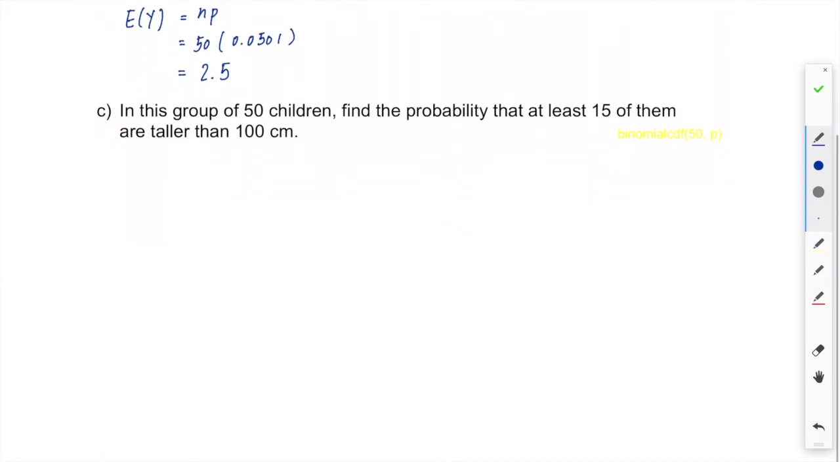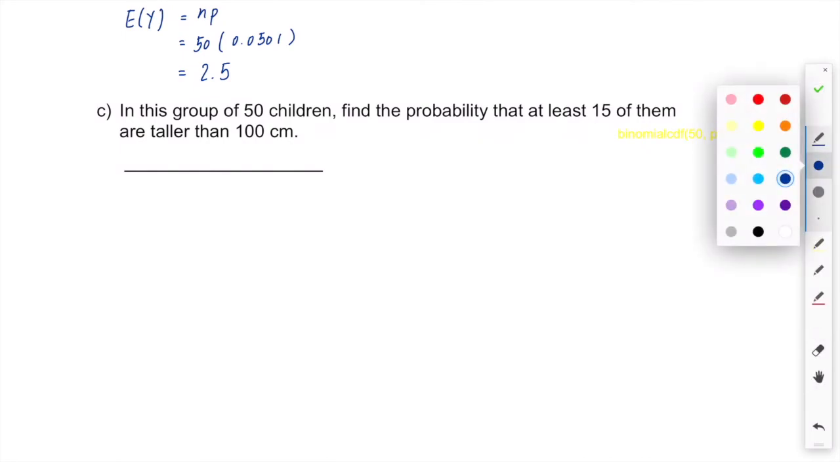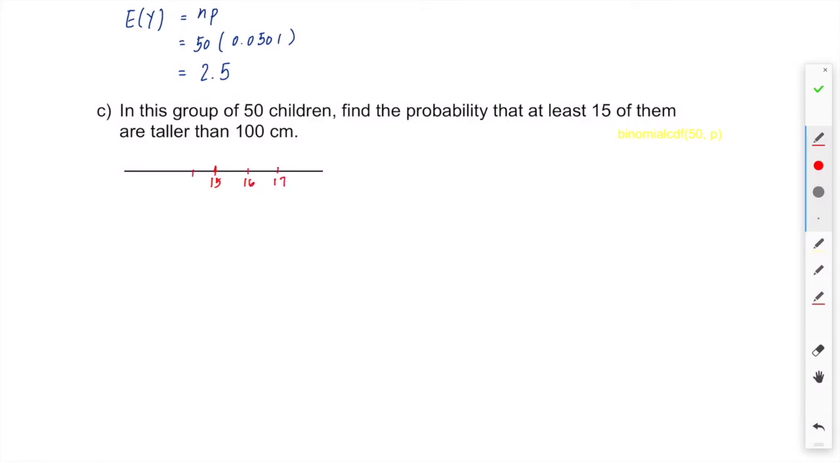Part C. In this group of 50 children, find the probability that at least 15 of them are taller than 100 centimeters. Okay, so let's organize our thoughts here. Now we know that we're talking about a binomial model, which is a discrete model. Counting is important. Okay, so at least 15. So I guess I'll put 15 here on the number line, 16, 17. I have 14, 13 over here, and so on both sides. Okay, at least 15 of them. Do we include 15? Yes, we do.